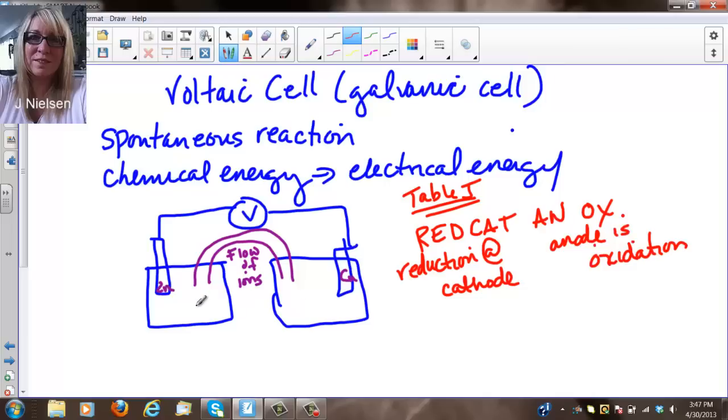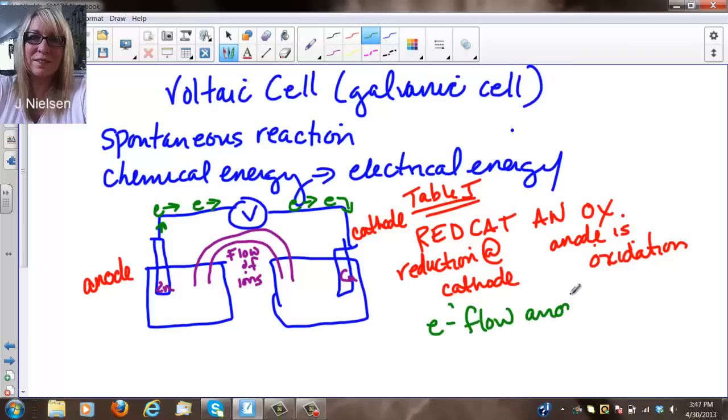So therefore, since we know that zinc is being oxidized, this is my anode over here, and this is my cathode over here. We have also now determined that the electrons are going this way, because we know that electrons flow from anode to cathode. So electrons flow anode to cathode.